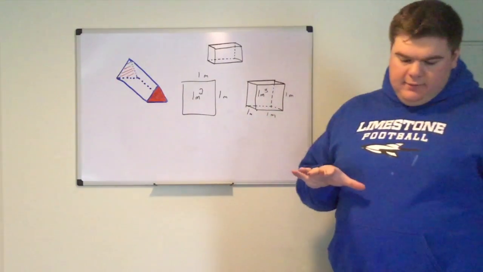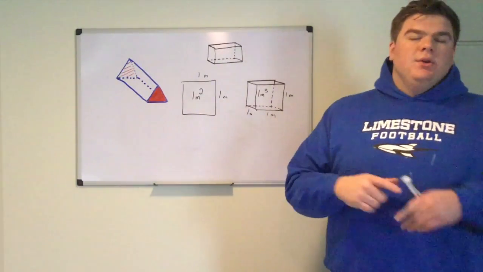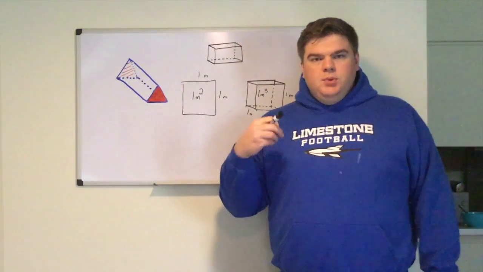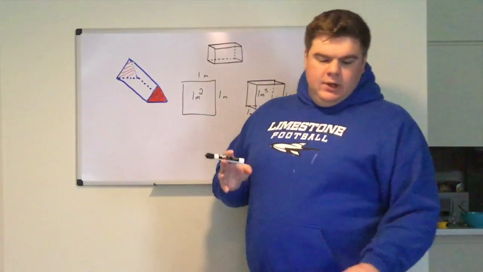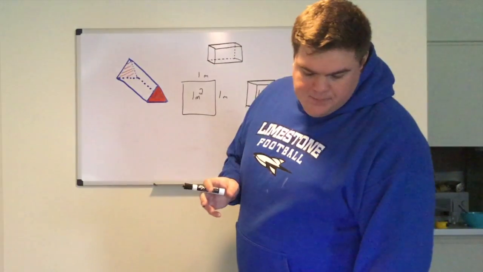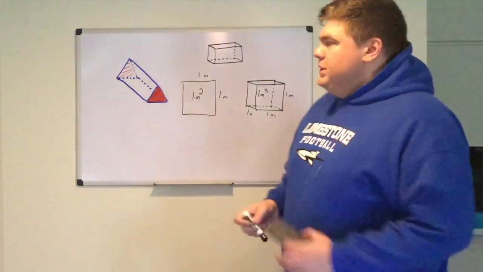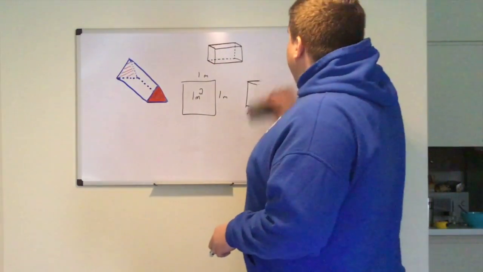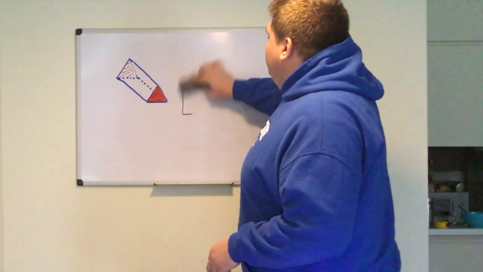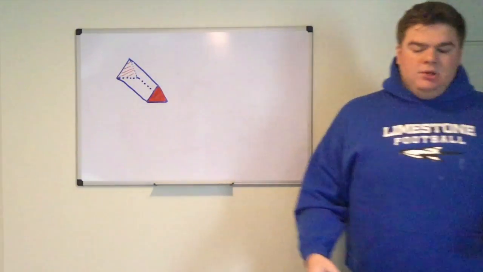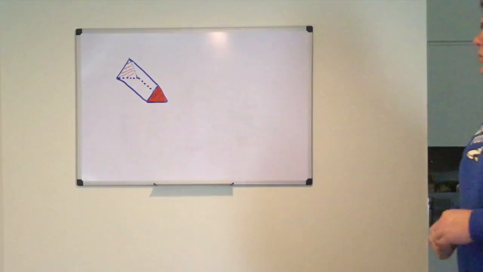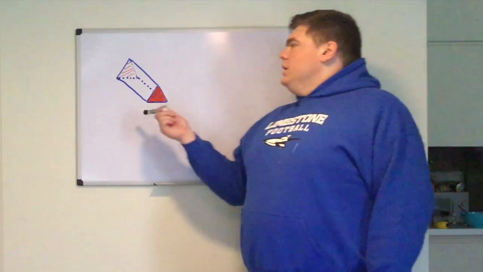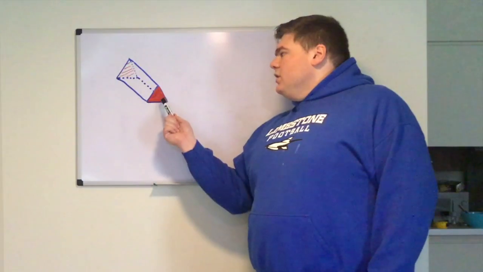So you should have a note sheet in front of you, whether you printed it off or it's just on your computer screen, and it's got about 4 example problems that we're going to work through. But before we do that, we kind of have to talk about how we find the volume of a prism in general.